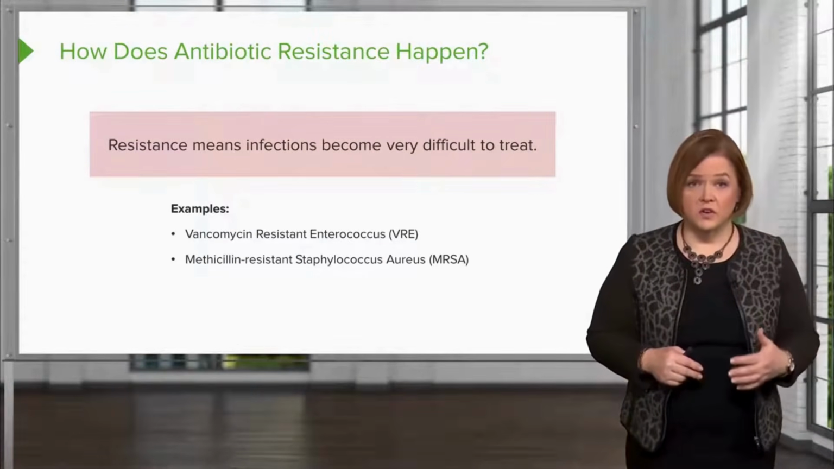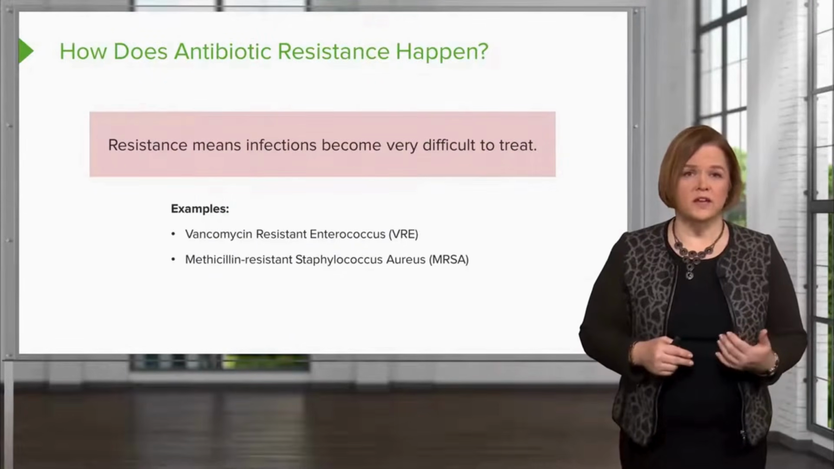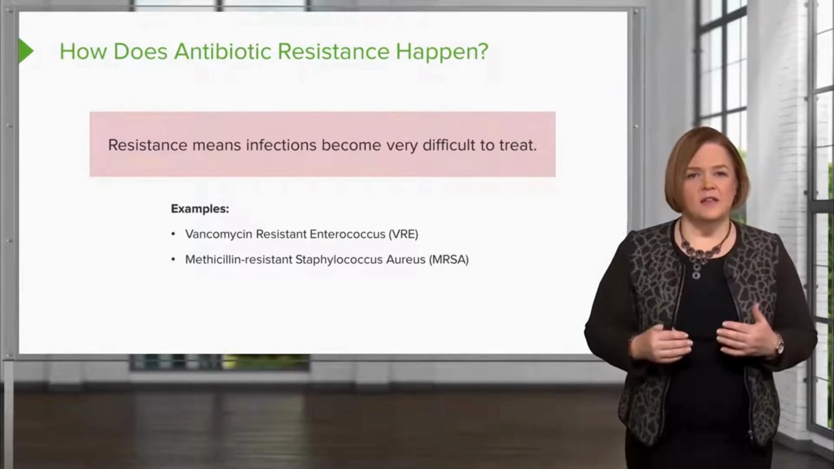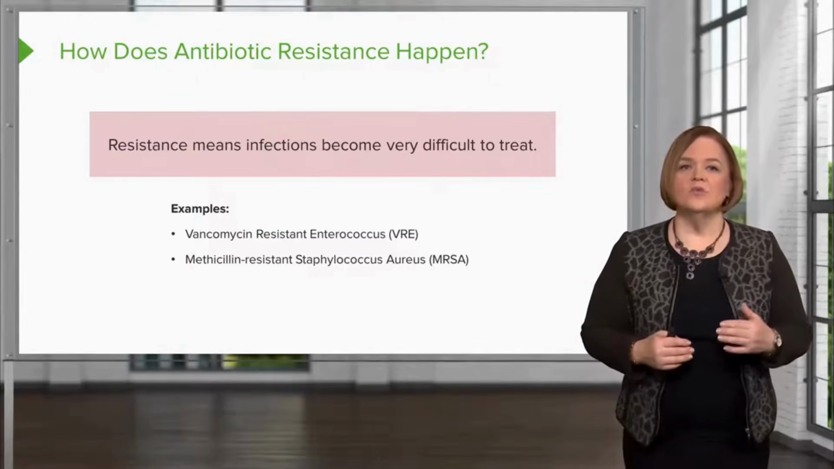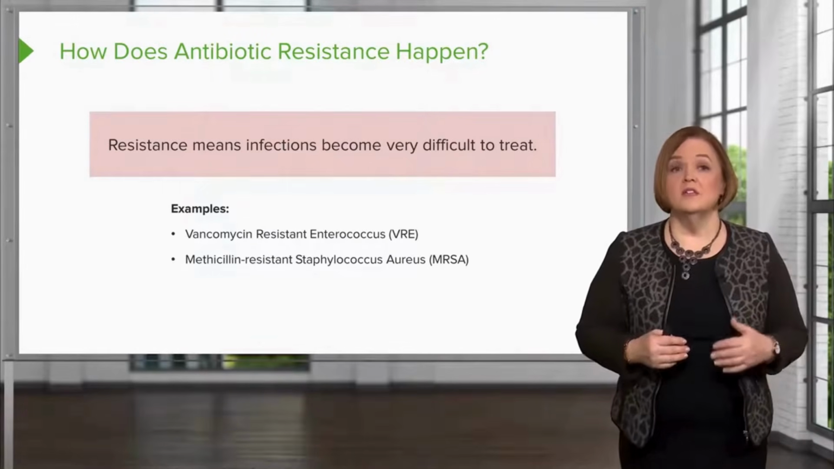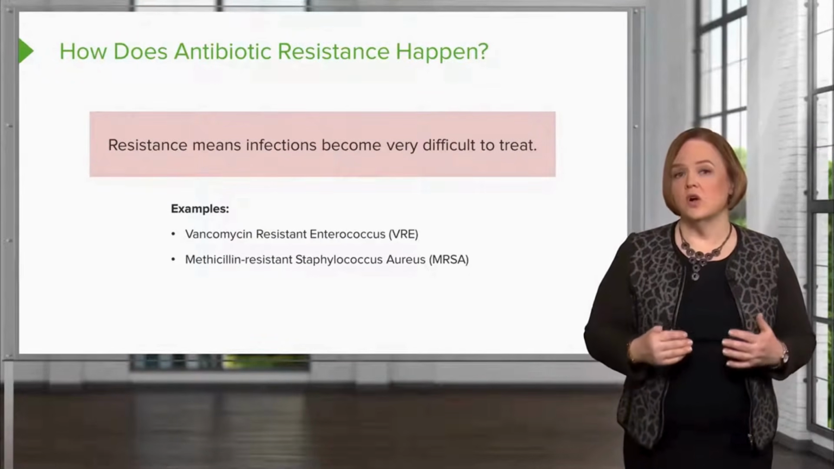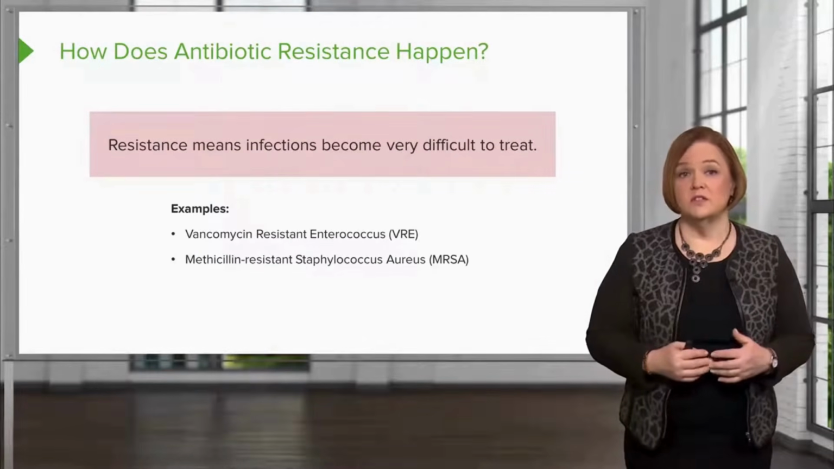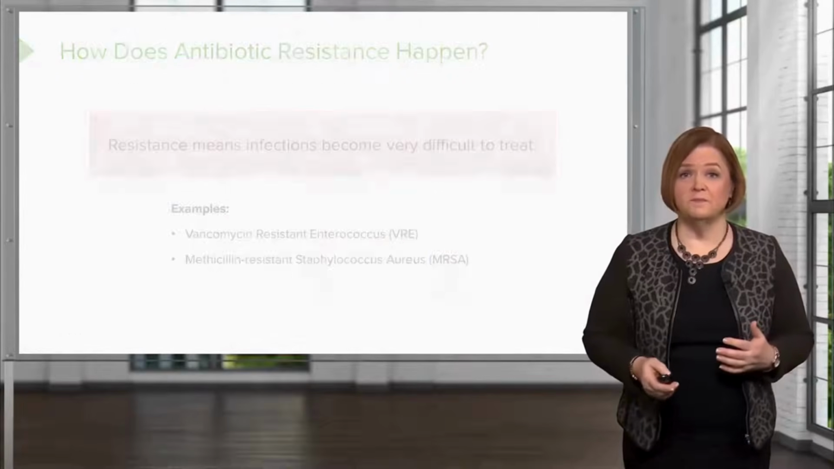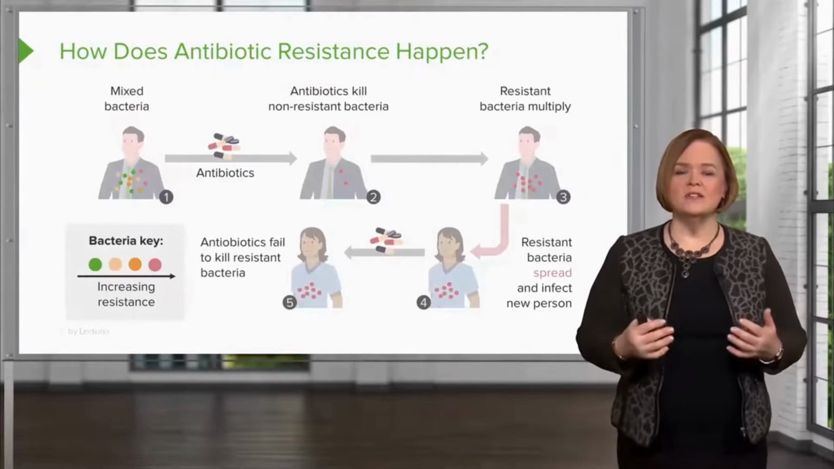Methicillin-resistant Staphylococcus aureus, or we also call that MRSA, that means that is the bug, Staphylococcus, that is now resistant to methicillin. So MRSA and VRE are two really strong bugs that have become resistant to the drugs that used to treat them. Well, let's talk about how does that happen.